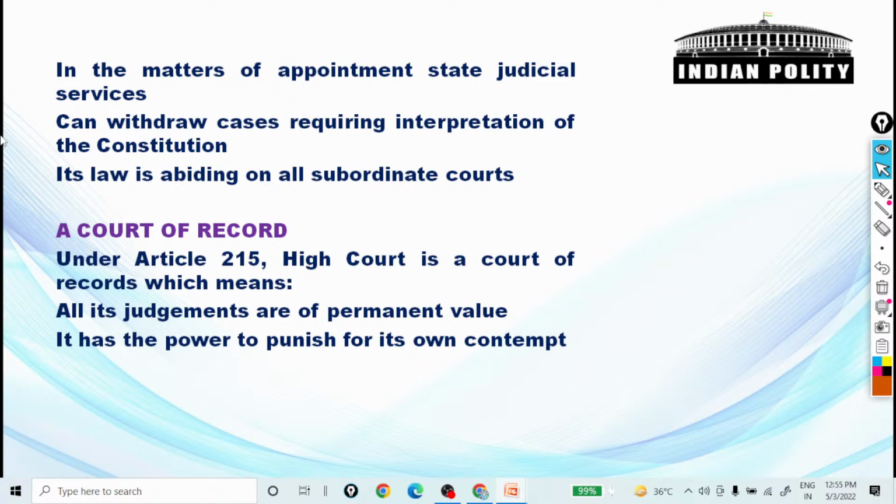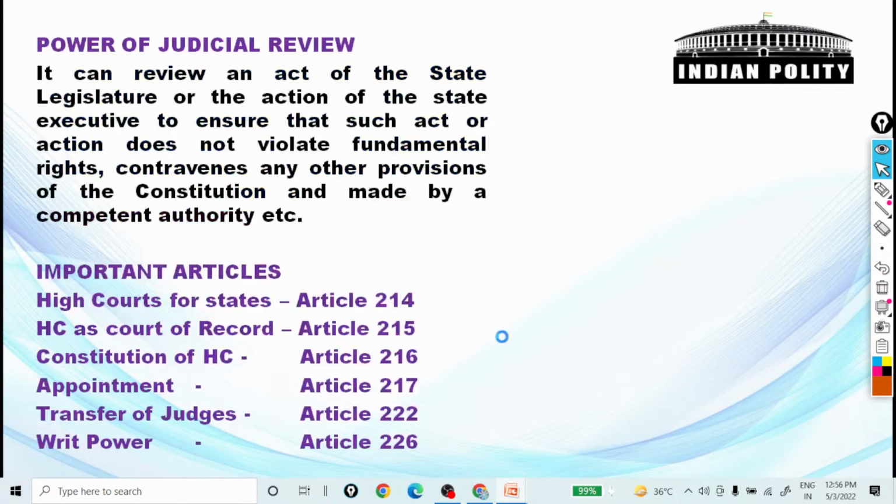Then the High Court as a court of record. Like the Supreme Court, the High Court is also a court of record under Article 215. We have already explained the term court of record: the power to punish for its own contempt, and the judgments of the court are preserved for eternity for reference. So this is a unique power, that it has the power to punish for its own contempt, and its judgments are of permanent value.